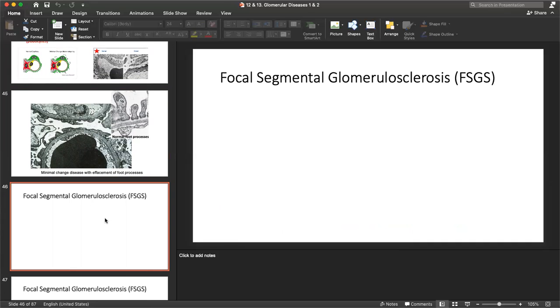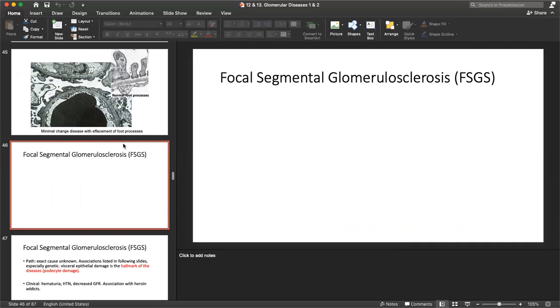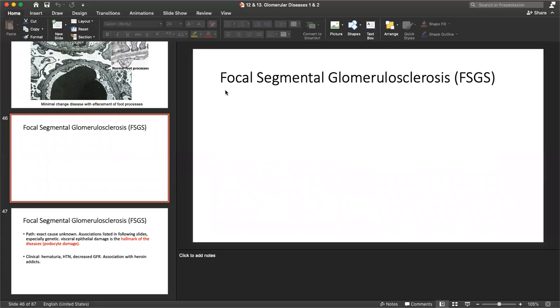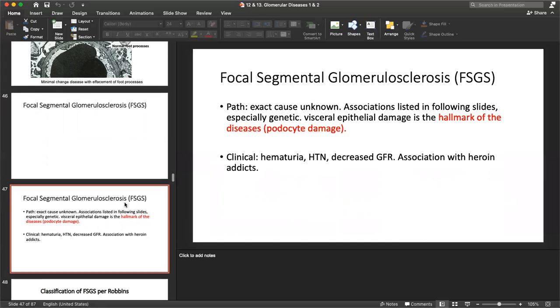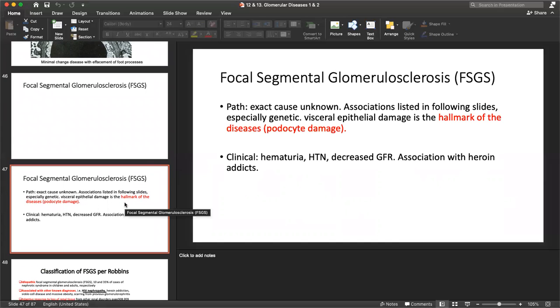Focal segmental glomerular sclerosis. So it's going to be a portion of the glomeruli, and it's going to be only part of it. It's not going to be the entire glomerulus. A hallmark of the disease is going to be that podocyte damage. It's not going to be like minimal change where they look melted. It's going to look a little different. They're going to have hematuria, hypertension, and this is associated with heroin addicts.